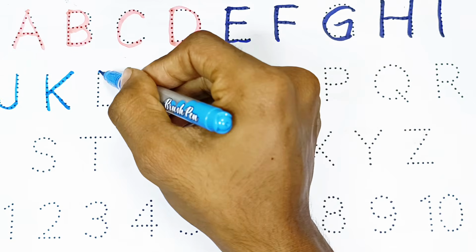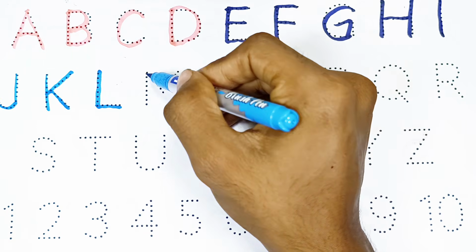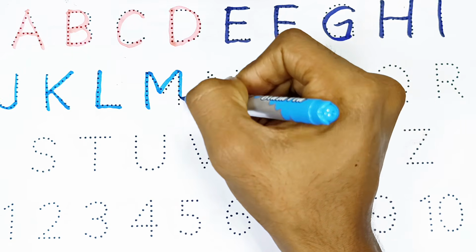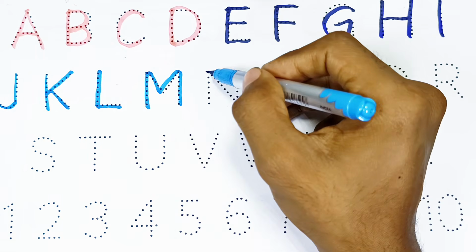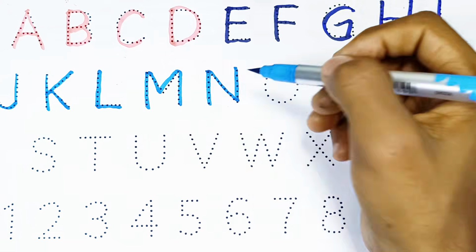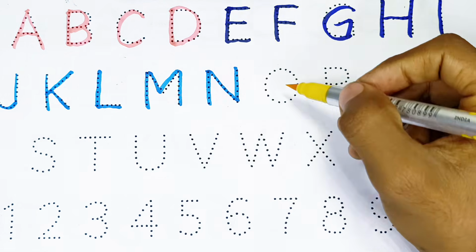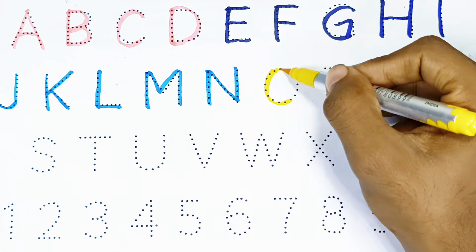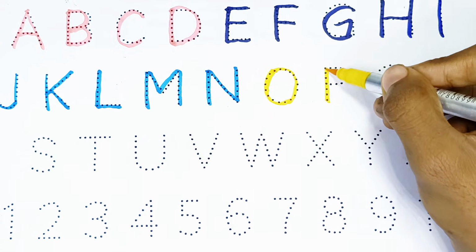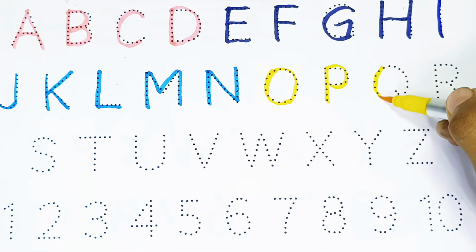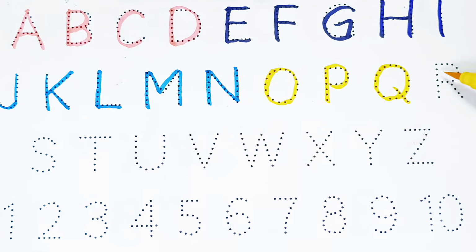K for king. L for lion. M for moon. N for nose. Kids, now you draw O. O for orange. P for parrot. Q for queen.